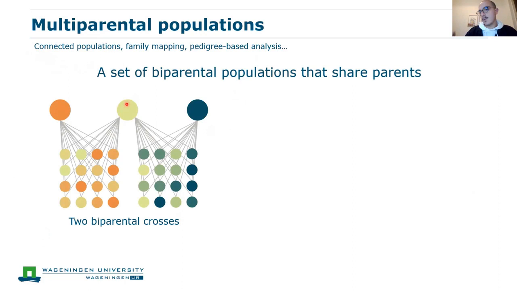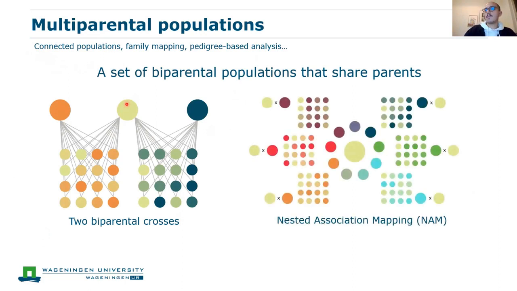For the study in which we developed MPQTL, we tested our model with something called nested association mapping, or NAM, populations, in which you have one central parent and several peripheral parents. Basically, the population consists of several crosses that share the same parent. In the end, all of these, of course, also include breeding populations, right? Breeding populations are also sort of multiparental populations, because in the end they are formed by biparental crosses that are connected by some common parents.